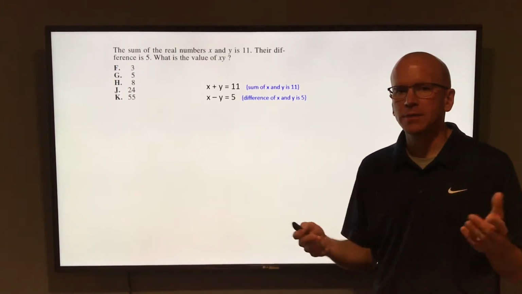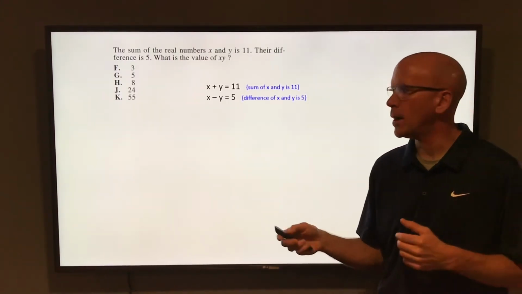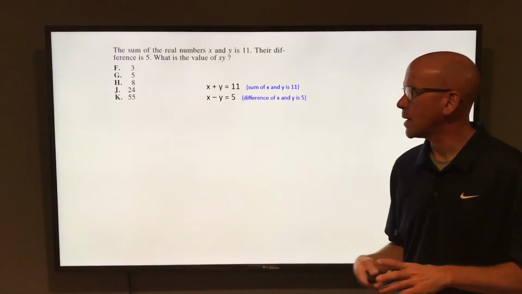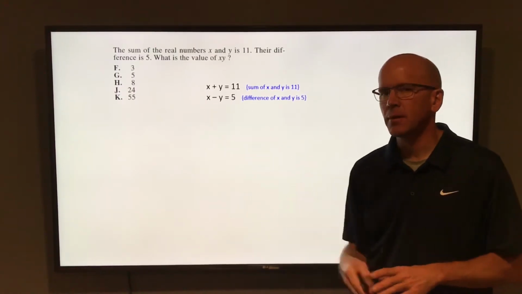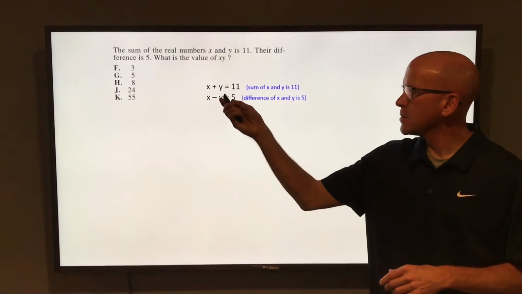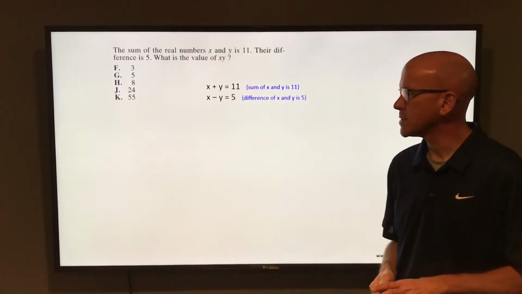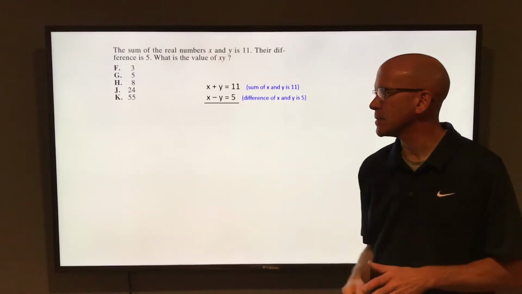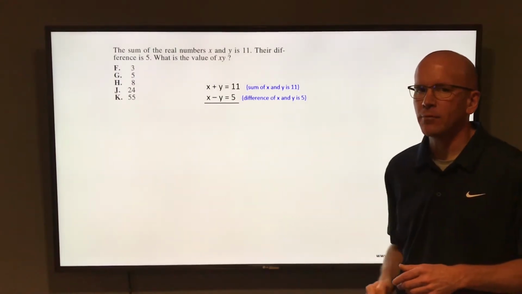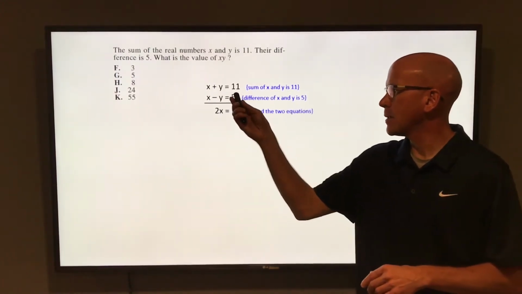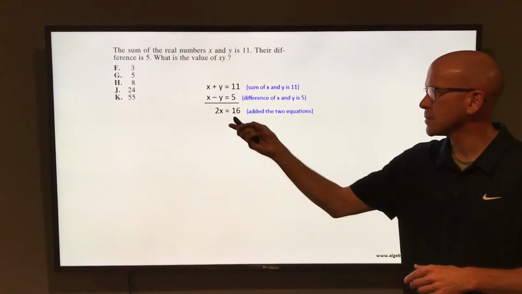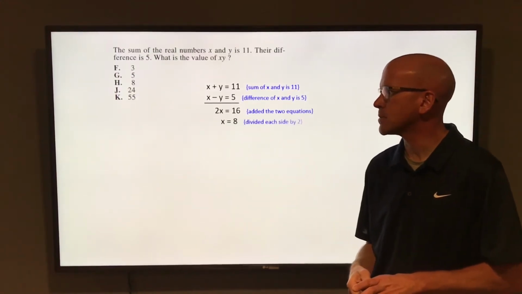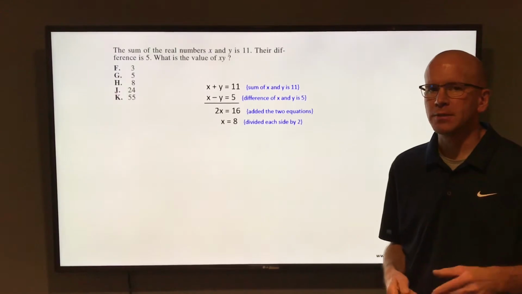Well, to find the value of x times y, you need to find x and y. So to get the value of x and y, we're going to solve this system of 2 equations. And you can see right now, if you just add these 2 equations together the way they are, the y's would cancel. So if you add the x and x, that is 2x. Add the y and negative y, that would be 0. And add 11 and 5, that is 16. So you have 2x equals 16, divide each side by 2, x equals 8. So right there, you know the value of x is 8.